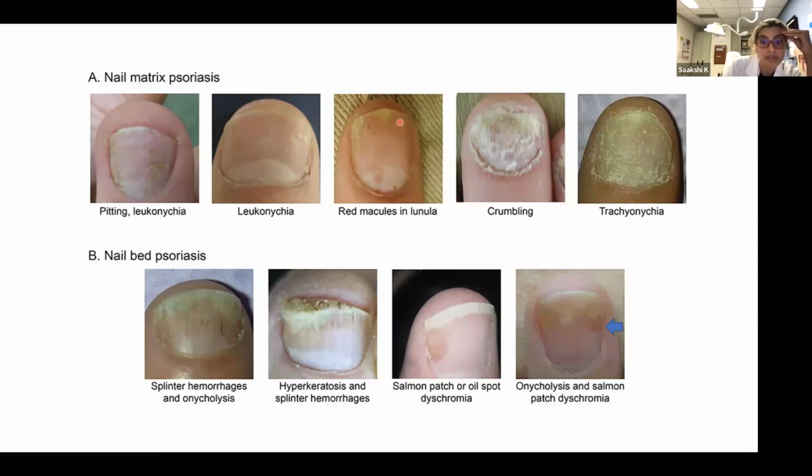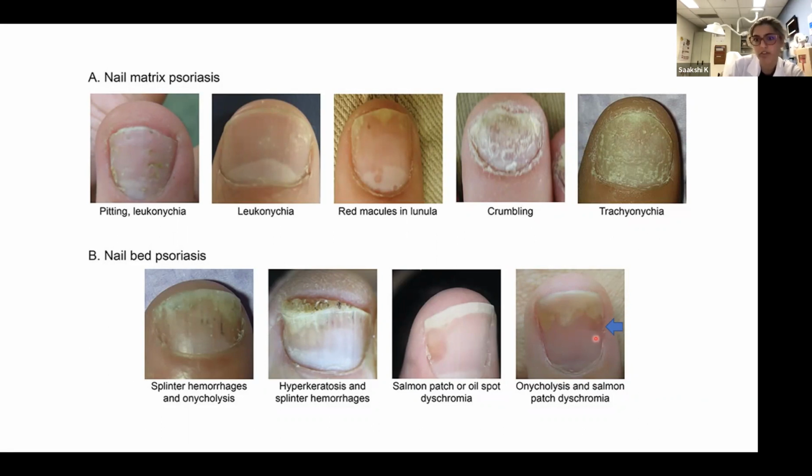So this is onycholysis, and there's another better picture of onycholysis. The way you can differentiate onycholysis of psoriasis from fungal nail onycholysis is that in psoriasis patients, you'll always see this red halo behind the white onycholyzed nail, which you will not see in nail fungus.